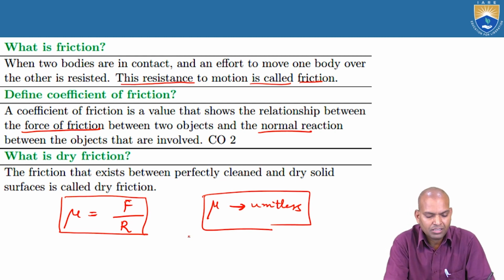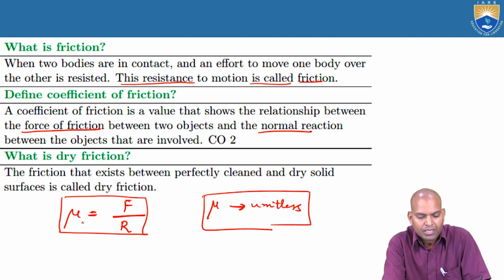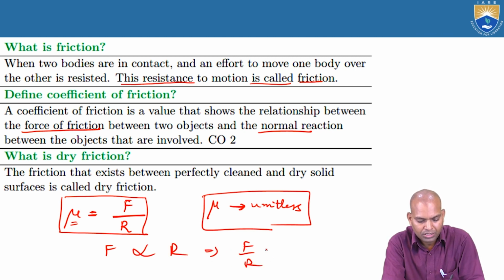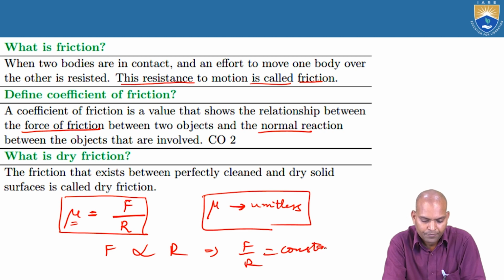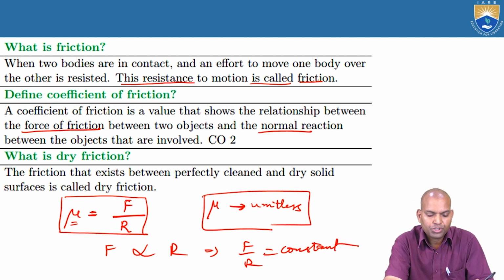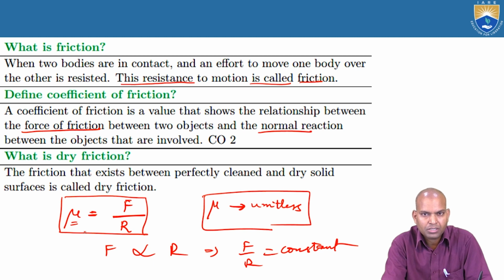The friction force F is proportional to the normal reaction R. Then F by R is known as the constant of proportionality. This constant of proportionality is known as the coefficient of friction, our friction factor.